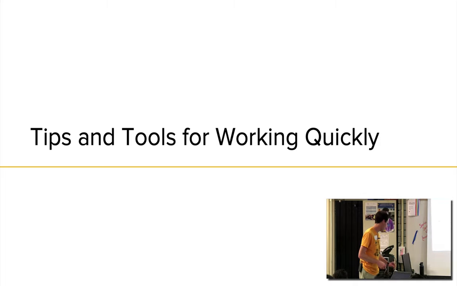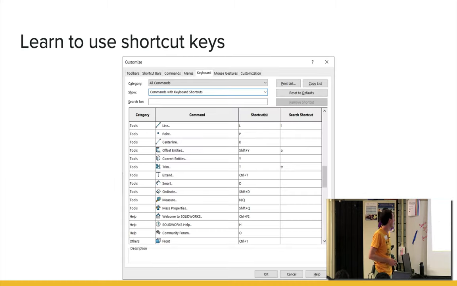So now some tips on working quickly. One of the main ones, as you learn to use SOLIDWORKS more, is that you should set up different shortcut keys for the common functions that you use. This lets you work a lot faster. When you're CADing, you're designing, making design decisions, and then executing on them. So this lets you minimize the amount of time that you're spending executing, so you can focus on making the right design decisions. It just makes things faster in general.